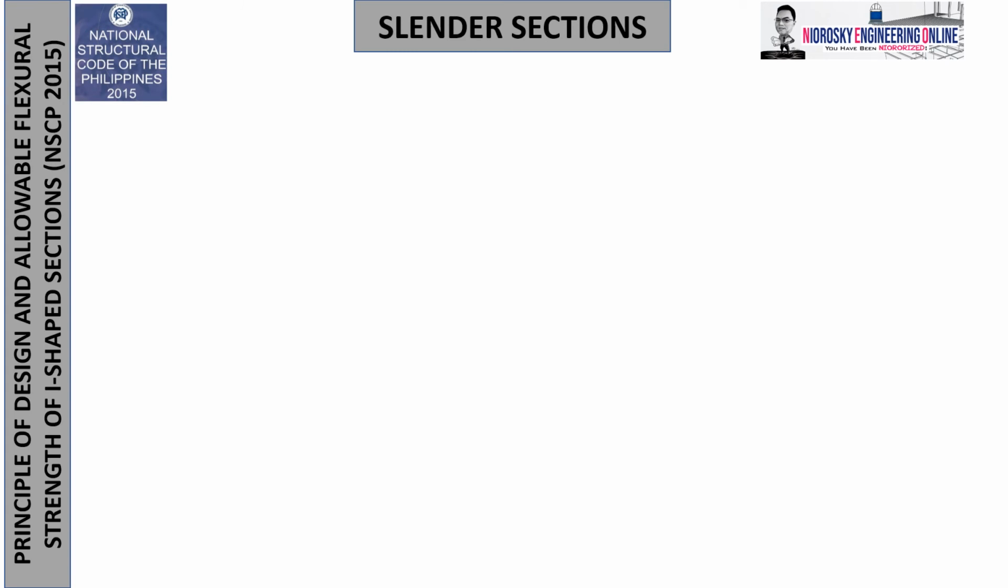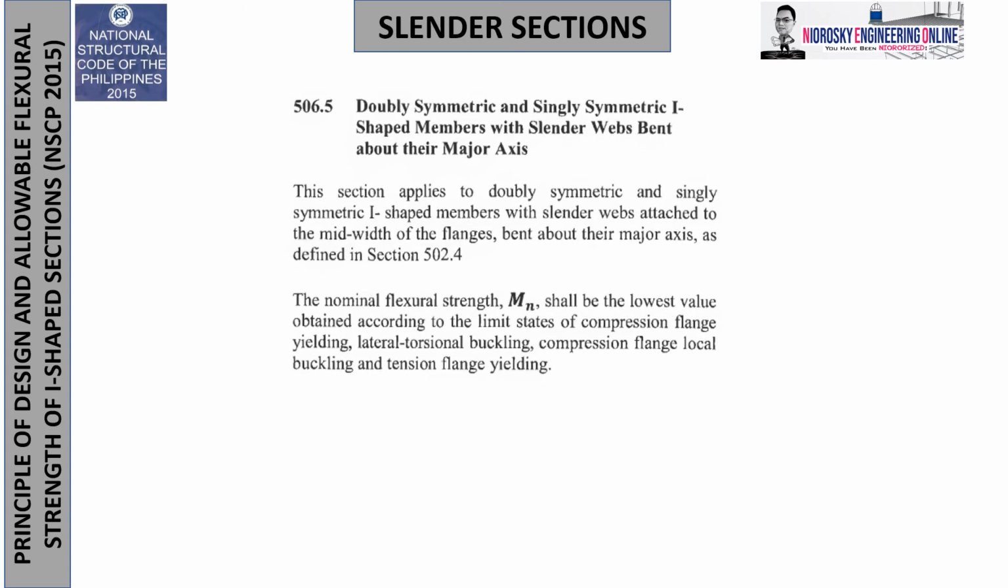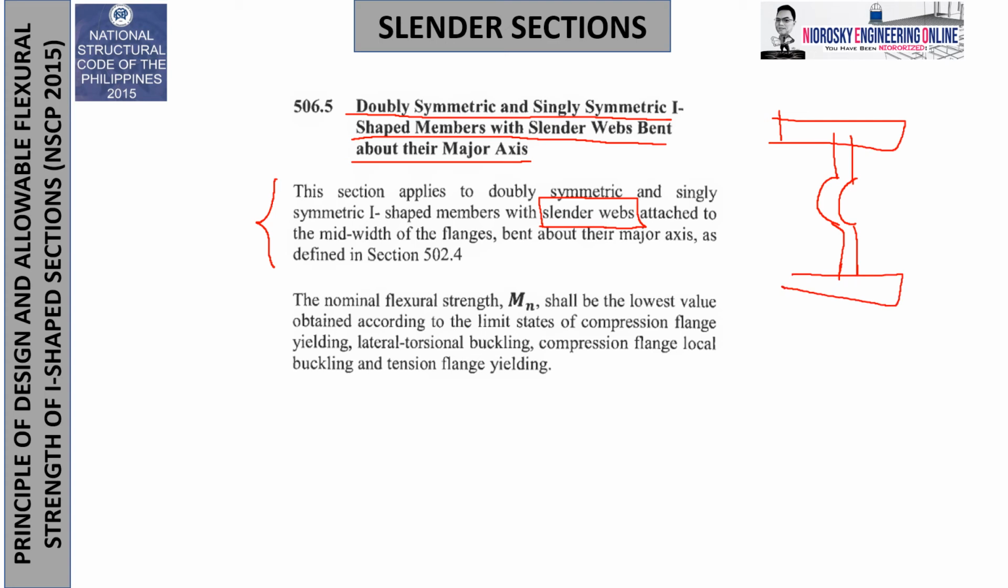Ngayon, punta natin, what if slender section na nangyari? So, according to NSCP 2015, 506.5, doubly symmetric and singly symmetric, or what we call monosymmetric, I-shaped members with slender webs bent about their major axis. Ngayon, sabi dito, this section applies to doubly symmetric and singly symmetric I-shape with slender webs. Slender na yung web. Kasi pag slender web, wala nang problema sa flange eh. Kasi automatic, nadadamay niyo sa galaw ng web. Tandaan niyo. So, pag ang web nagkaroon ng konting galaw, so yung flange mo, gumagalaw na rin yan. So, ibig sabihin, originally, nandito yan. So, bumaba. Okay, nagkaroon ng movement. So, yung web na yung mismong problematic.